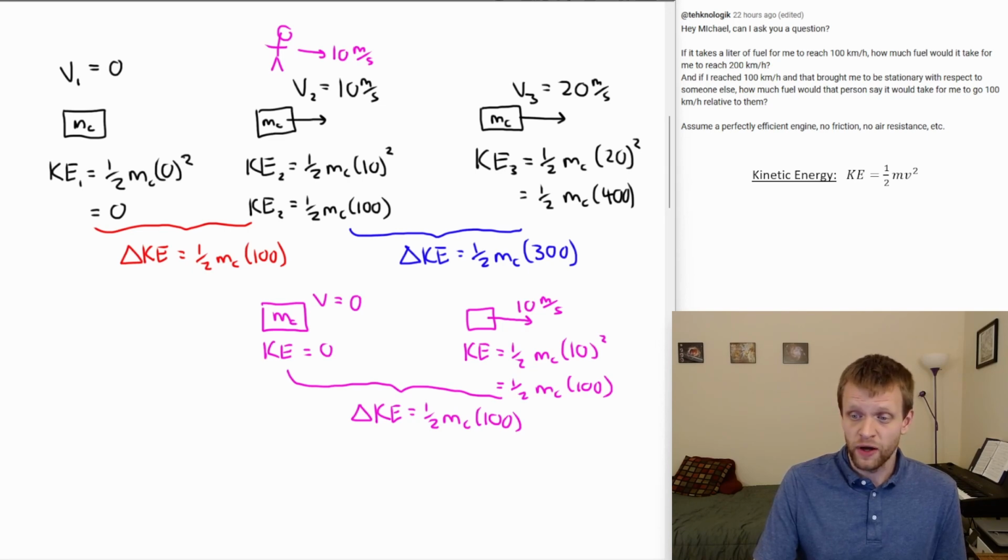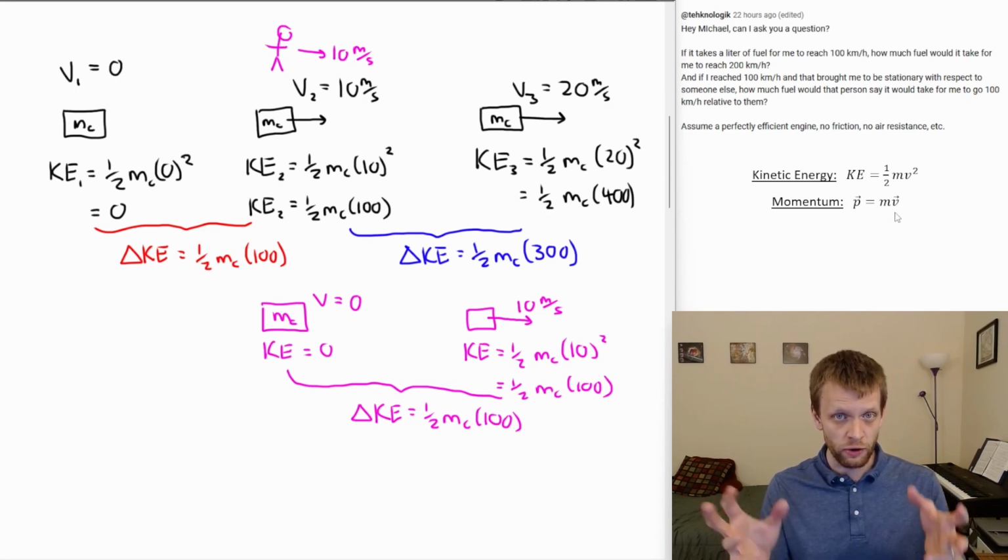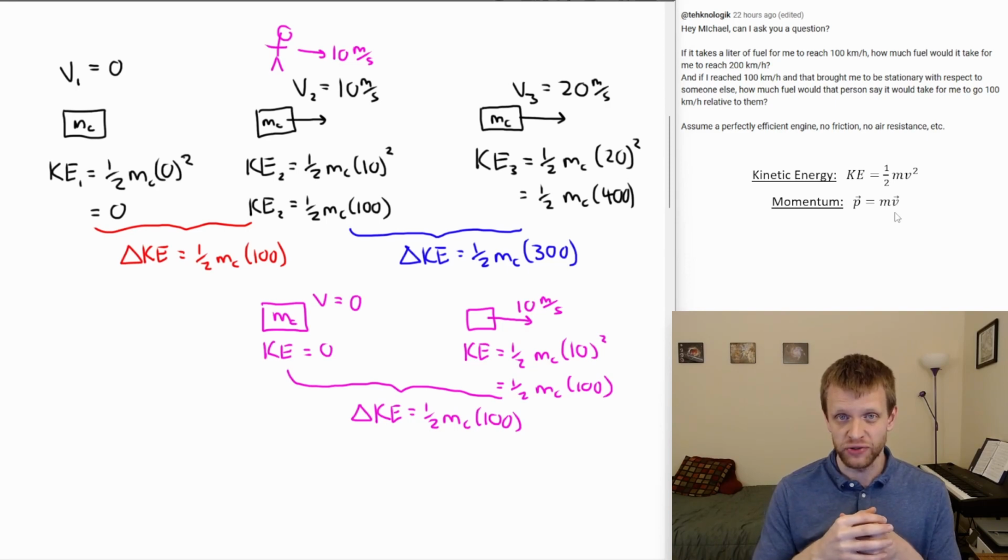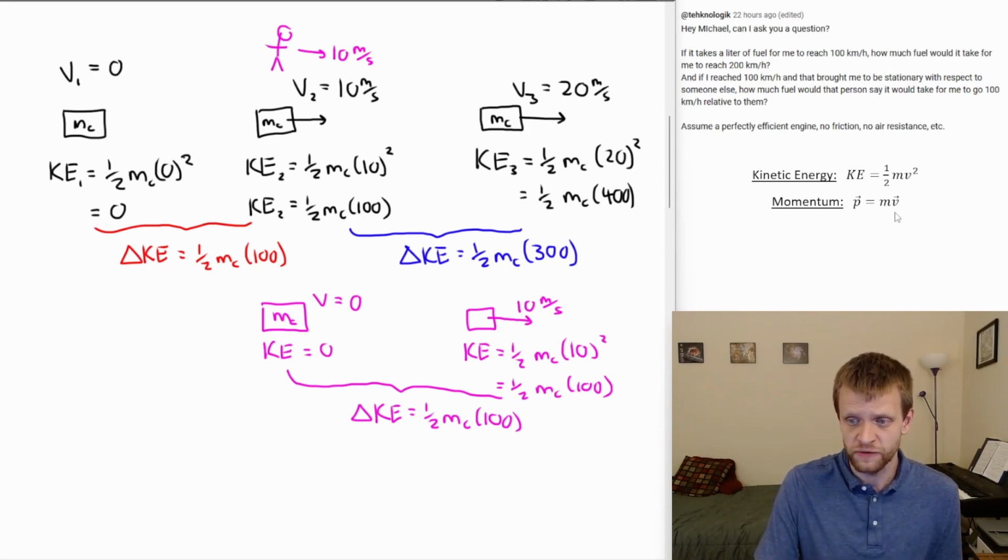We're going to need a couple other tools to help us, including conservation of momentum, momentum being mass times velocity, and saying that in any interaction where there are only internal forces acting between the objects, the total momentum of the system is going to be conserved.